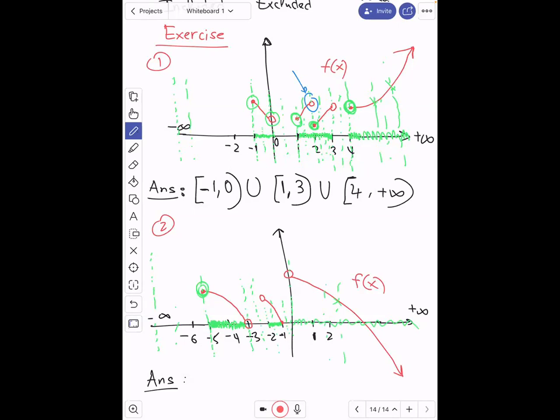So the answer would be, as Louis said, -5, -3. -5 is included because we have a full circle there. -3 is excluded. Union, my second interval would be from -2 to -1. -2 is excluded, so parentheses. -1 is a full circle, so it's included. And then union, my third interval, which is from 0 to positive infinity. Infinity is always excluded, and 0 in this case is excluded.